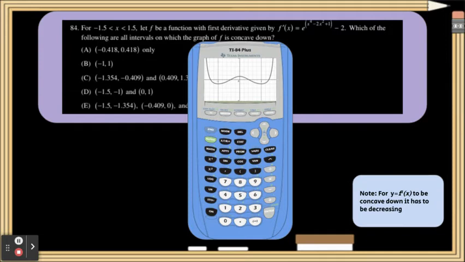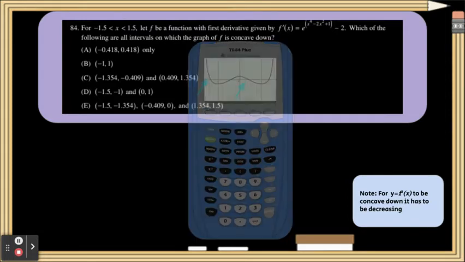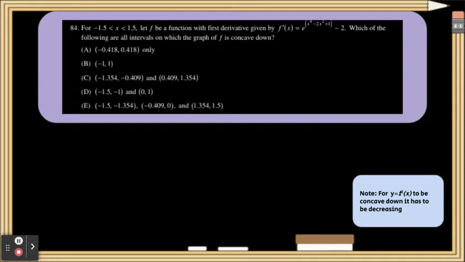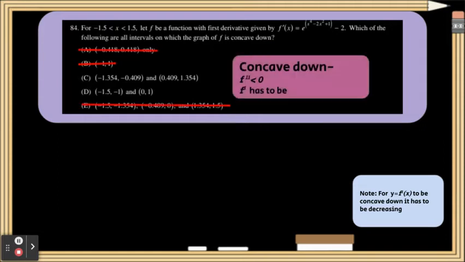And then you are going to want to look at where it is decreasing, because we are looking at f prime, and it is decreasing in 2 spots. So because it is decreasing in 2 spots, you can take away A, B, and E right off the bat.